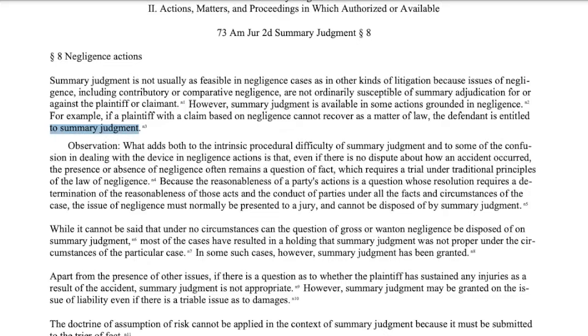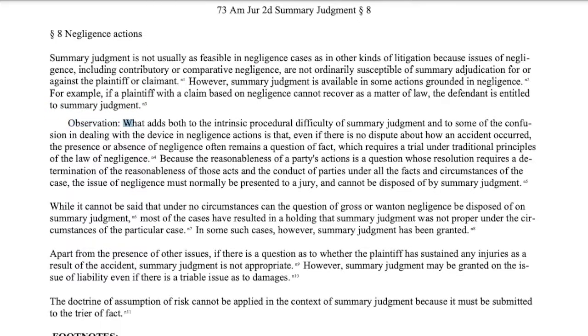Ooh. Observation. Let's see this. What adds both to the intrinsic procedural difficulty of summary judgment and to some of the confusion in dealing with the device and negligence actions is that, even if there is no dispute about how an accident occurred, the presence or absence of negligence often remains a question of fact, which requires a trial under traditional principles of the law of negligence.